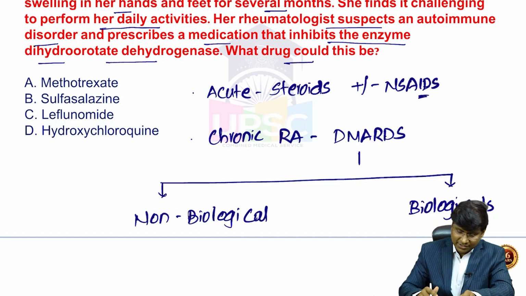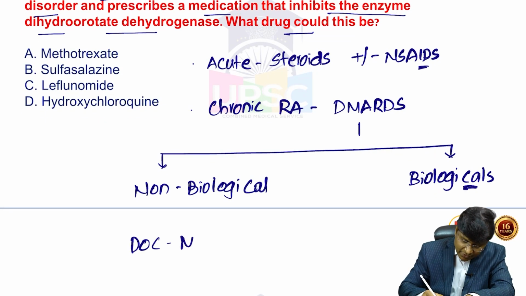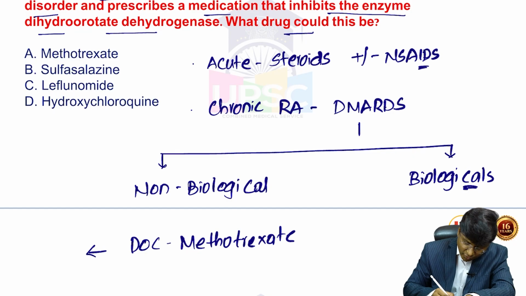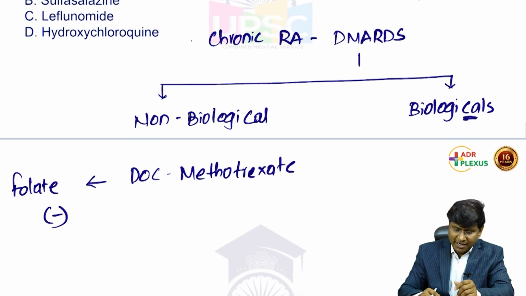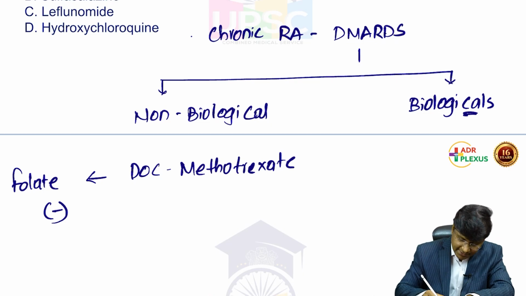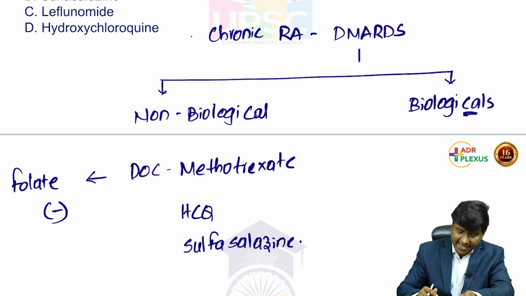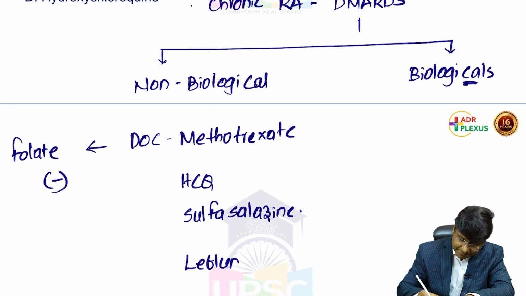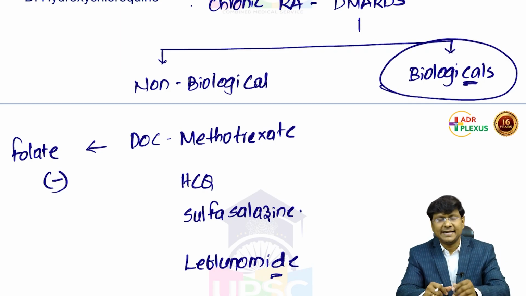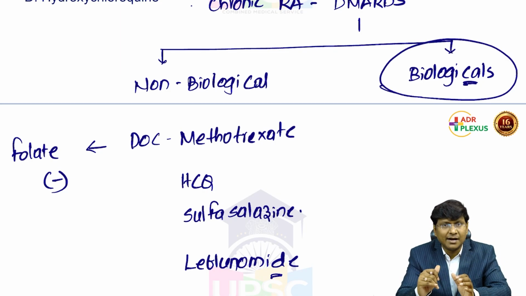Now in the non-biologicals, what exactly is the drug of choice that we start with? That is methotrexate, which is a folate antagonist. Apart from methotrexate, the other drugs that are very useful are hydroxychloroquine and sulfasalazine. And apart from that, we also have leflunomide. And when do we start the biologicals, that is the anti-TNF alpha? The biologicals we start when the individual is refractory to these non-biological DMARDs.